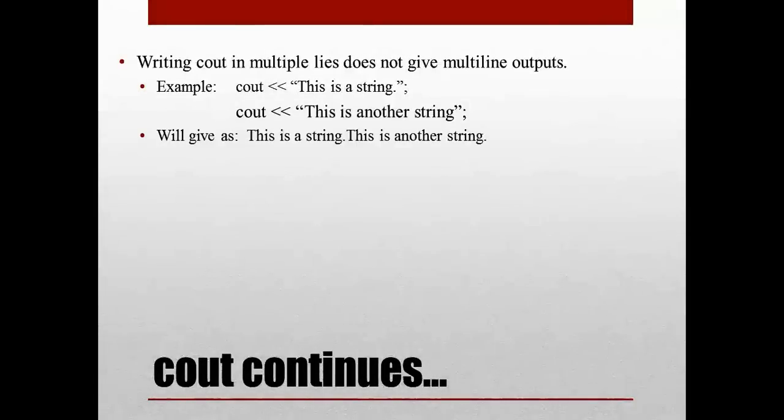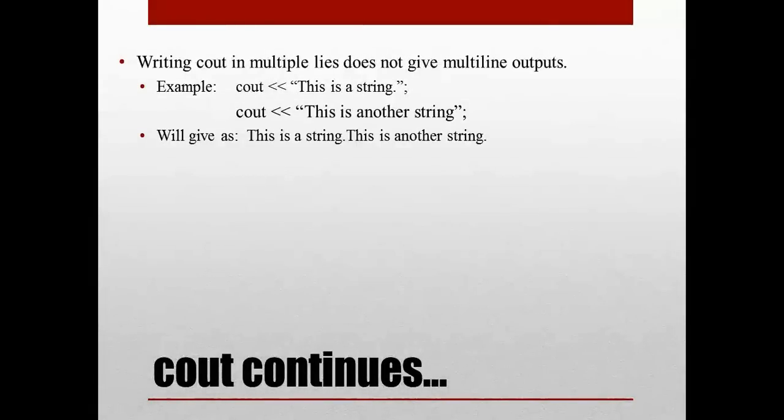Writing cout in multiple lines does not necessarily mean that it's going to give multi-line outputs. You have to define it yourself. If you want to print your outputs in multiple lines, you have to define that we want to go to the next line. I'm going to show you that in a while, but I have already talked about that in our other videos.